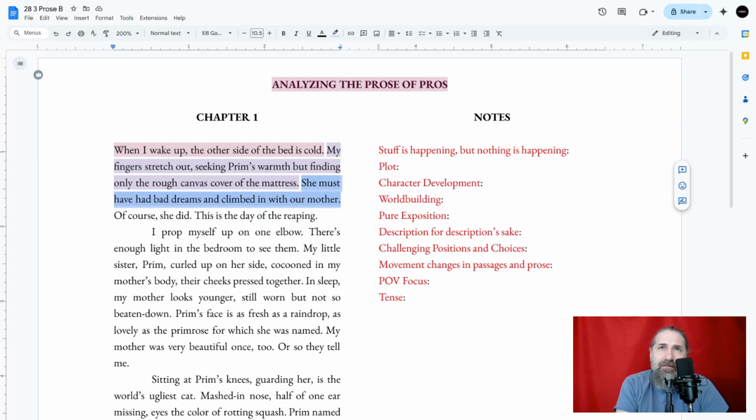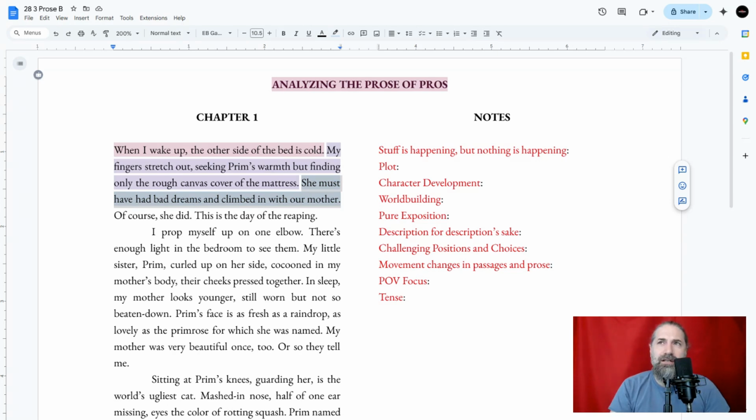So, "she must have had bad dreams." We're also establishing that that's something that is common for Prim, "and climbed in with our mother." So we know that Prim does this. All right. This is internal. So this is an internal thought without it being an internal thought. Like, it's not italicized. There's no need for the italics. But when you're in first person, you could do this a little bit more fluidly.